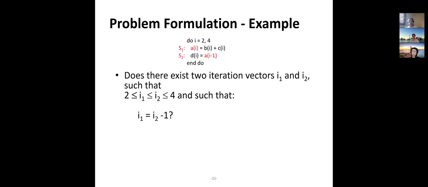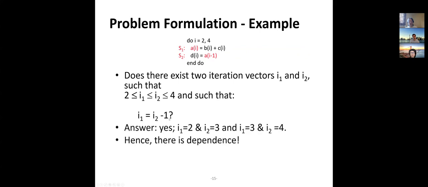So for example, this is an example of solving this problem. Let's say I have this loop. The question we want to ask: does there exist two iterations with vectors I1 and I2 such that under this condition we would get I1 equals I2 minus 1? And the answer is yes, there is 2 and 3, and 3 and 4, and there is a dependence, right? So it's a proven case that there is a dependence.